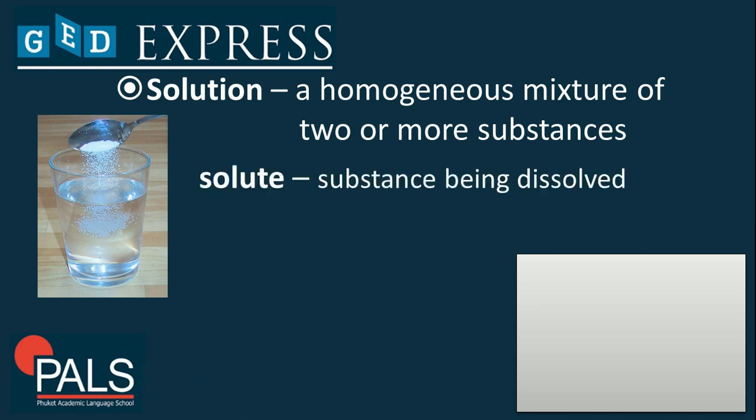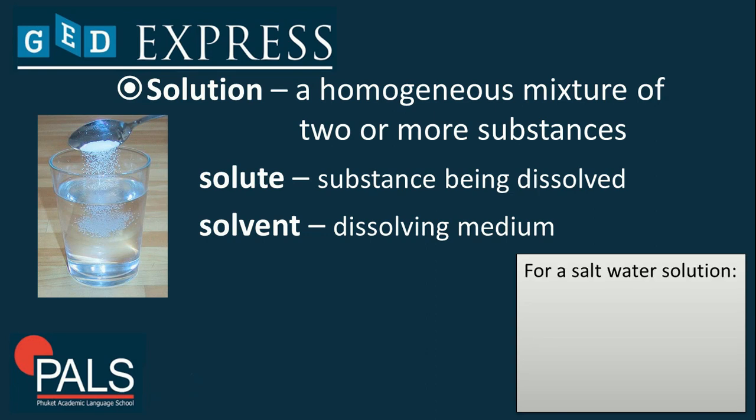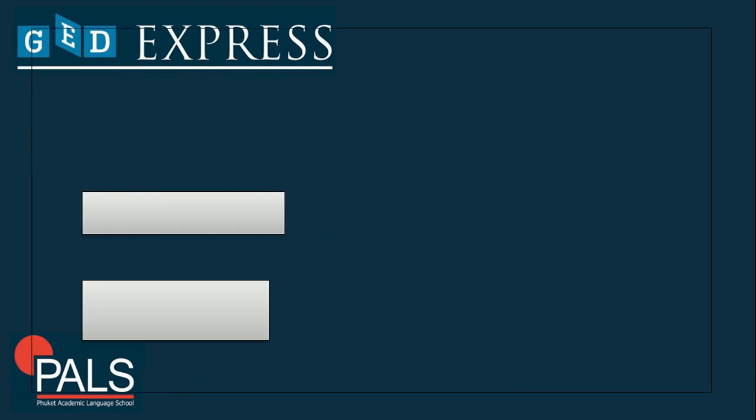A solution has two parts: a solute and a solvent. A solute is the substance that is being dissolved, and the solvent is the one dissolving it, the medium. So for a saltwater solution, the solute is the salt and the solvent is the water.